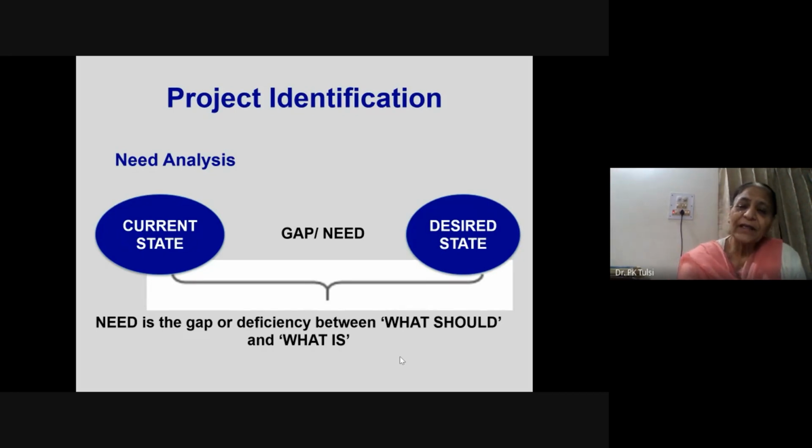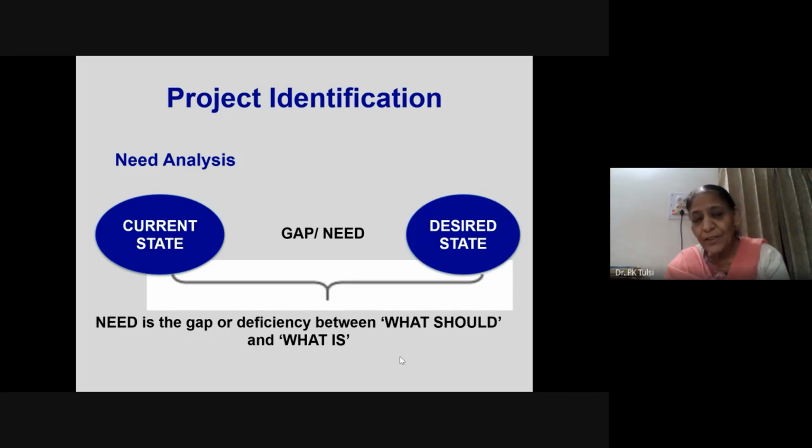Likewise, when we analyze our whole system, there are a number of problems being faced. If we try to analyze those problems, we will find that there is a deficiency in what should be and what is. Maybe you are talking in terms of enrollment, employment, the quality of curriculum, the quality of instructional processes in place, and the kind of student engagement we are able to show. So there is a gap.